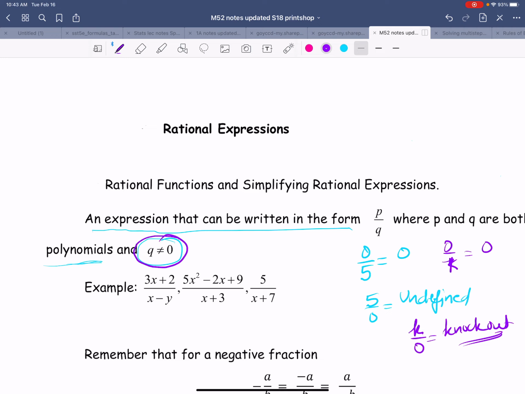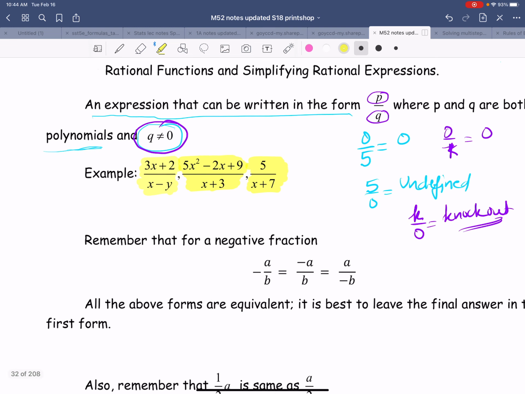Here are some examples of rational expressions. 3x plus 2 divided by x minus y. It's a polynomial in the numerator, polynomial in the denominator, so that is a rational function. Another example of a rational function with polynomial in the numerator, polynomial in the denominator. Another example, 5 over x plus 7. 5 is a monomial, x plus 7 is a binomial. So we have a monomial divided by a binomial in the third example.